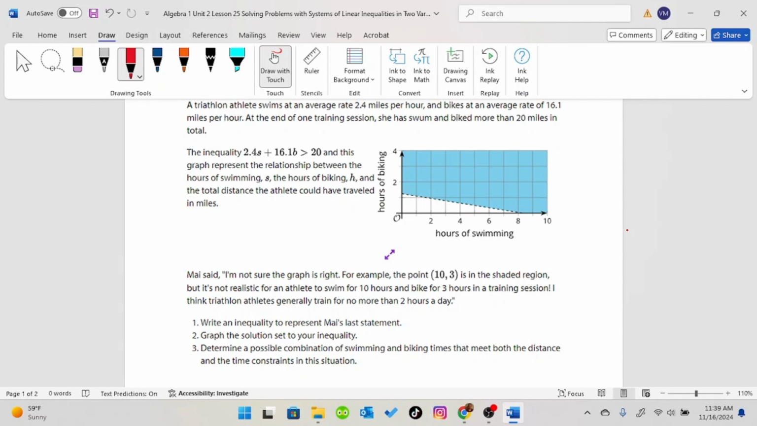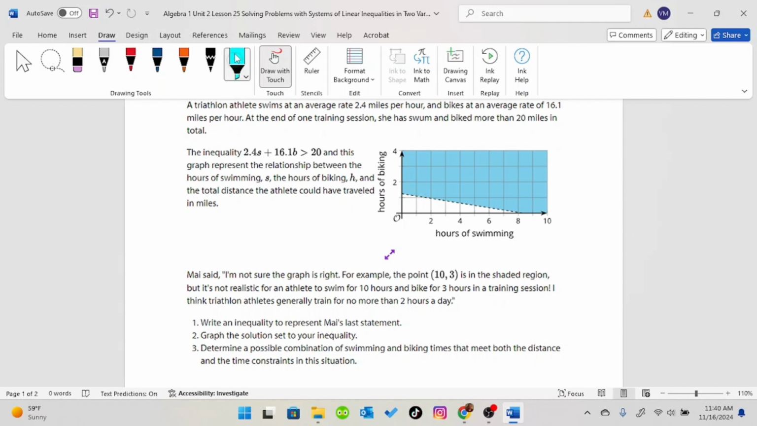Mai said, I'm not sure the graph is right. For example, the point (10, 3) is in the shaded region, but it's not realistic for an athlete to swim for 10 hours and bike for 3 hours in a training session. I think triathlon athletes generally train for no more than 2 hours a day. Number 1. Write an inequality to represent Mai's last statement.